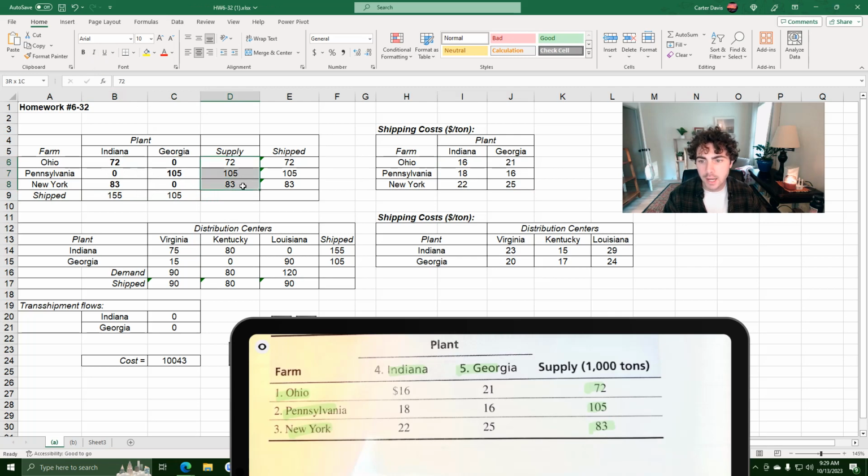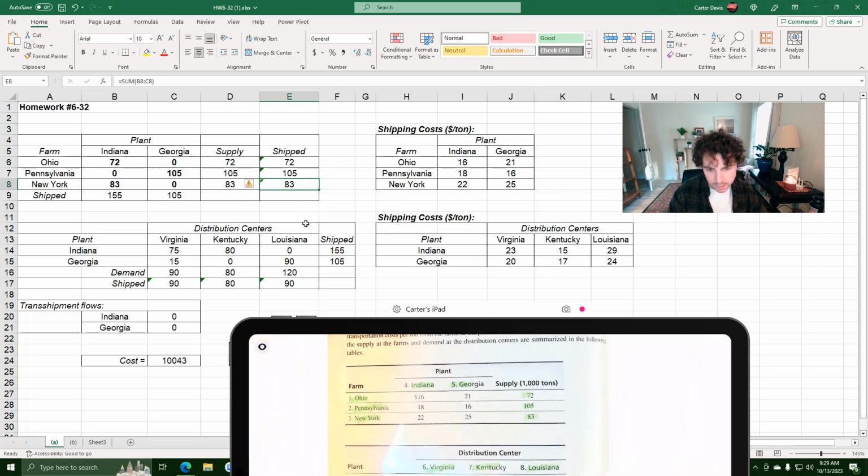They can supply this many 1,000 tons. We have that right here. What's shipped ends up being, I guess, everything. And what is shipped here is just the sum. As always, however much is shipped is just the sum of these columns, and however much is shipped is the sum of the rows. Pretty much all we're getting from that.